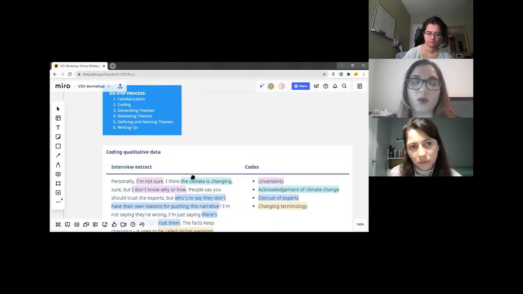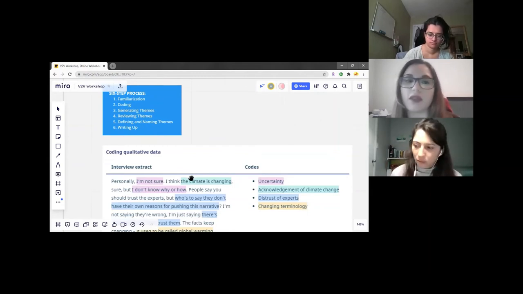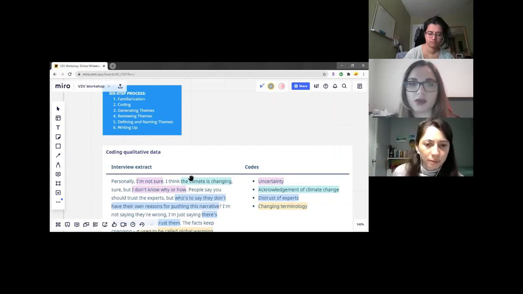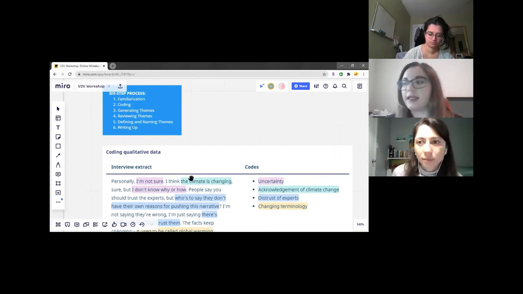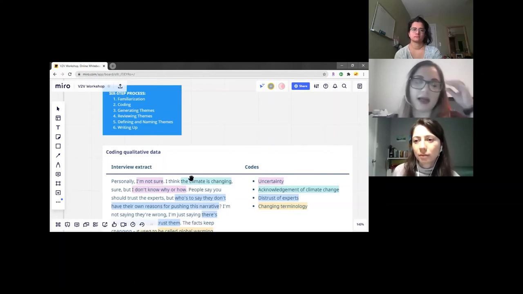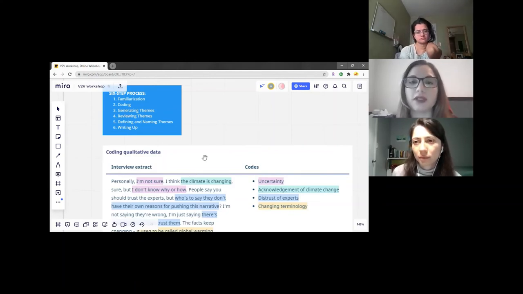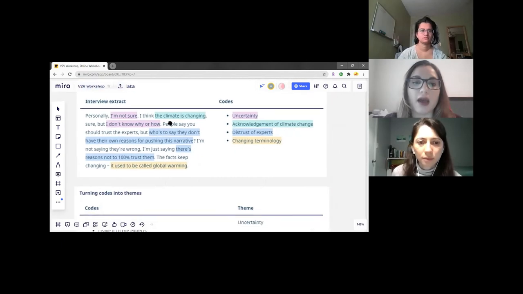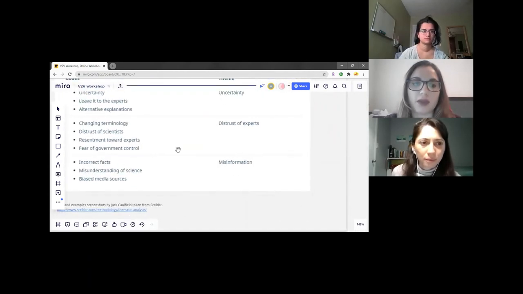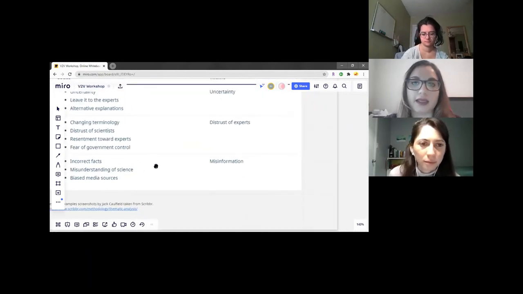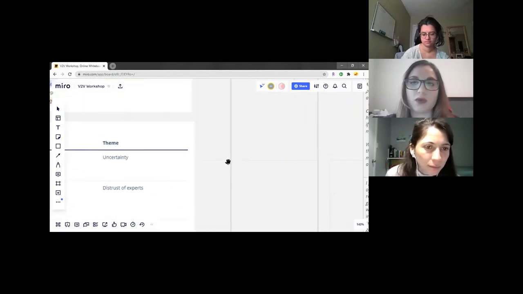Finally, once we agree on the definitions and names for the themes, we write up our analysis of what we found in this qualitative data. We name the theme and say that participants talked about this because they felt like this, so we talk more specifically about what we found in the data. Okay, so this is the example, if you want to look at it and be more familiar with what we're going to be doing.